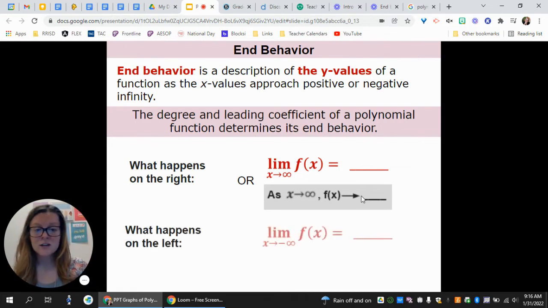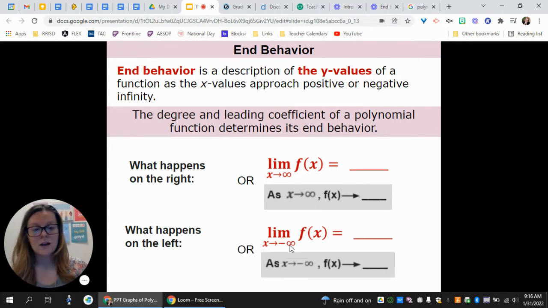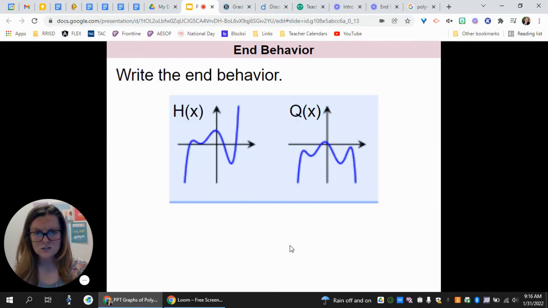And then on the left, it's very similar, but now we're saying the limit of f of x as x approaches negative infinity, which says, hey, look to the left of your graph, tell me what the graph is doing, tell me what the y values are doing, and then we could also write it as x approaches negative infinity, f of x does what? So let's look at an example really quick.